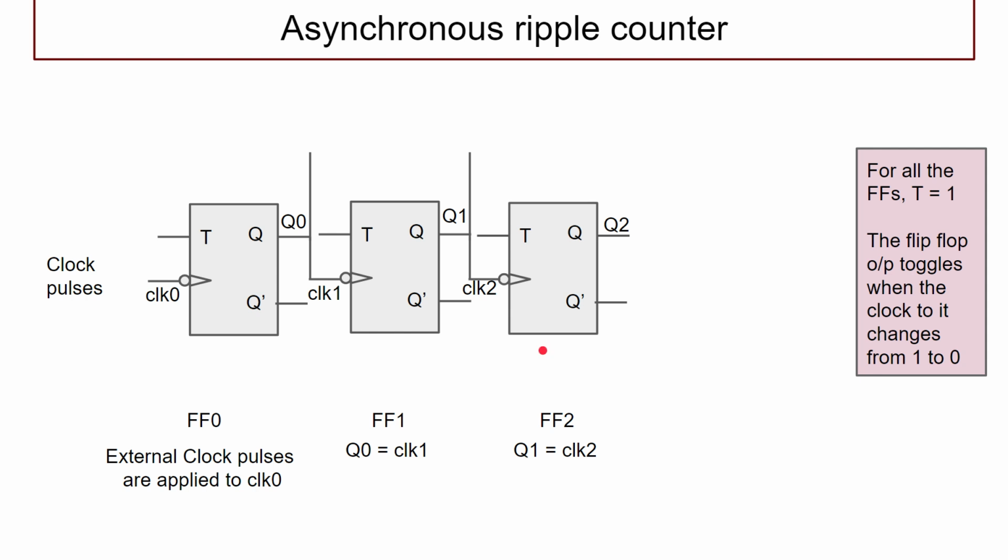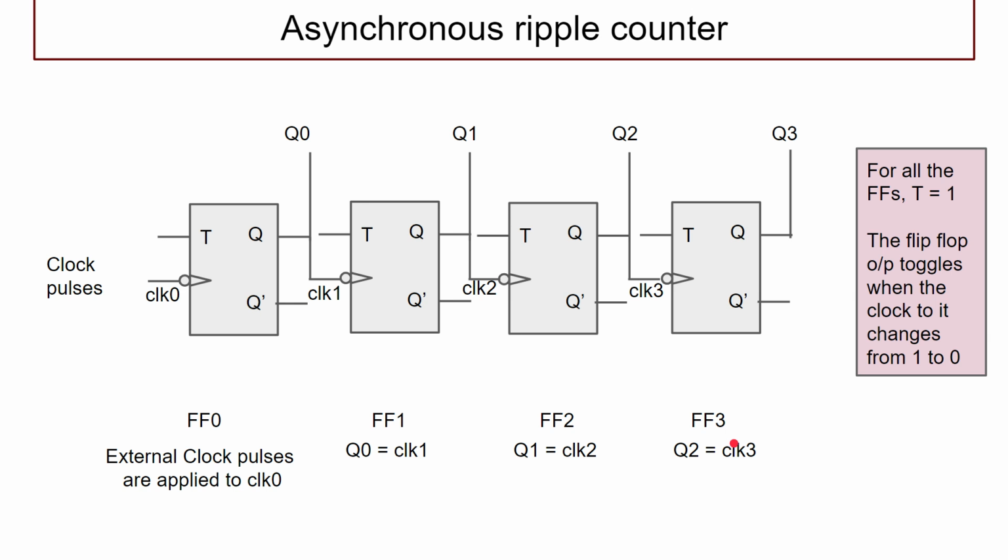The third flip flop is again a T flip flop with T value equal to 1, and we require the Q2 value to change whenever Q1 is changing from 1 to 0, and therefore, Q1 is supplied as a clock pulse to flip flop 2. Similarly, flip flop 3 is also a T flip flop to which the clock is to be negative going for every 8 clock pulses, and hence Q2 is supplied as a clock pulse to this flip flop, hence Q3 is going to toggle.